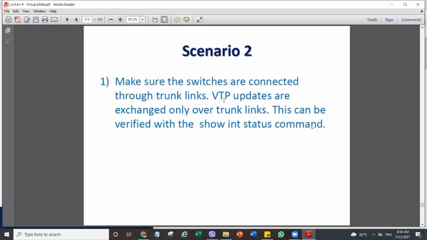So make sure the switches are connected through the trunk link. VTP updates are exchanged only over trunk links. This can be verified with the show interface status command. So you had better try this. Arrange your own network and try to visualize these different situations, then you can understand.